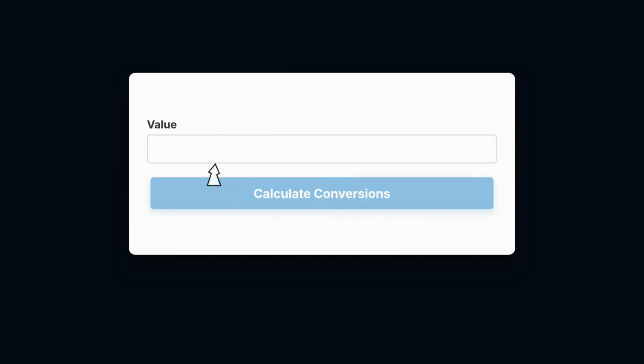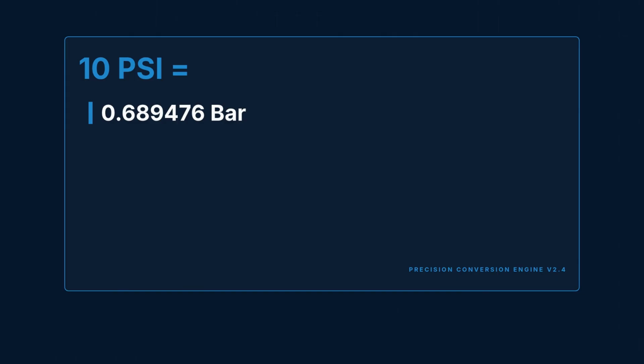Let's work through an example. I'll enter 10 in the value field and click Calculate Conversions. The calculator immediately shows all conversions. Our 10 PSI converts to 0.689476 bar, commonly used in European specifications.